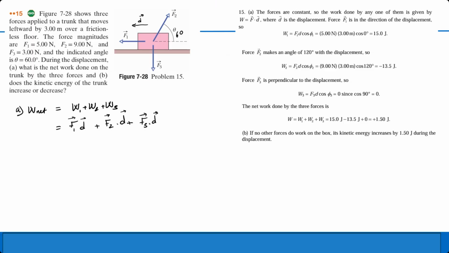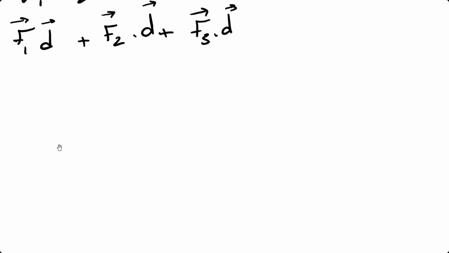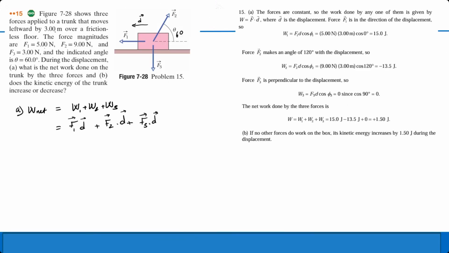So I'm trying to find the net work done by finding the work done by each force. Now I will look at each force individually and find the work done by it. So F1 is to the left, as you can see. To find the work done by F1, I have its magnitude, which is 5 newtons, and I have the distance d, it's 3 meters. We still need to look at the angle between them. So this is actually F1d cosine theta.